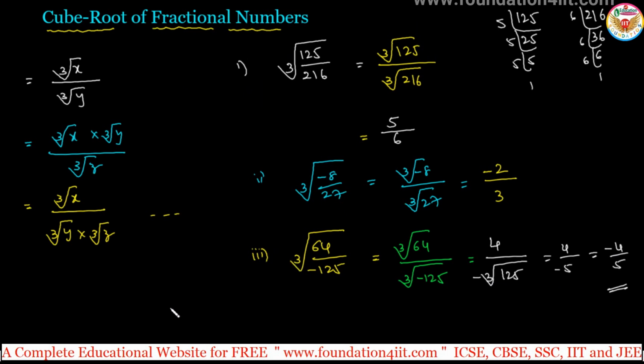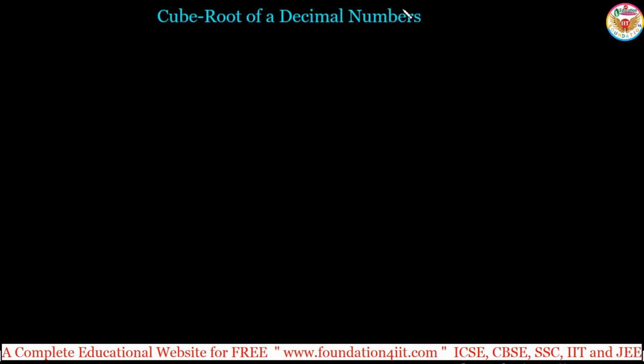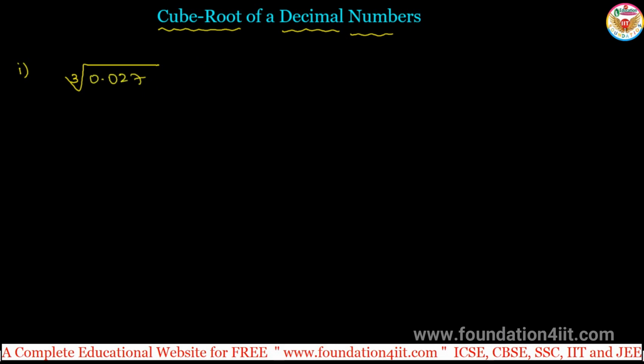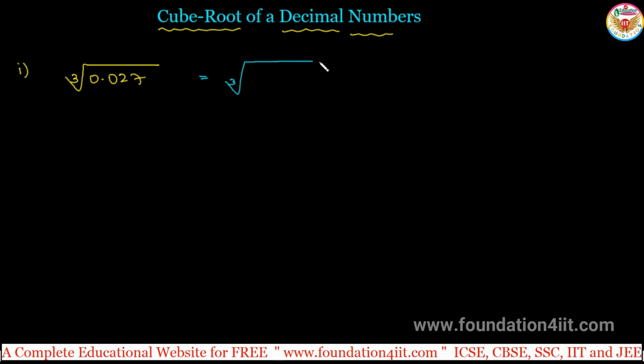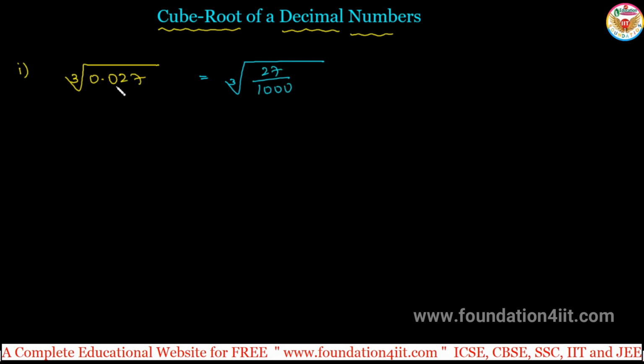Let us see the cube root of decimal numbers now. How to find the cube root of decimal numbers? When you want to find the cube root of a decimal number, the first step is to convert the given decimal number into a fractional number, and then you can find the cube root. Say for example, what is the cube root of 0.027? Convert the given decimal number into a fraction. 0.027 is 27 by 1000, so after the point, 3 decimal places.